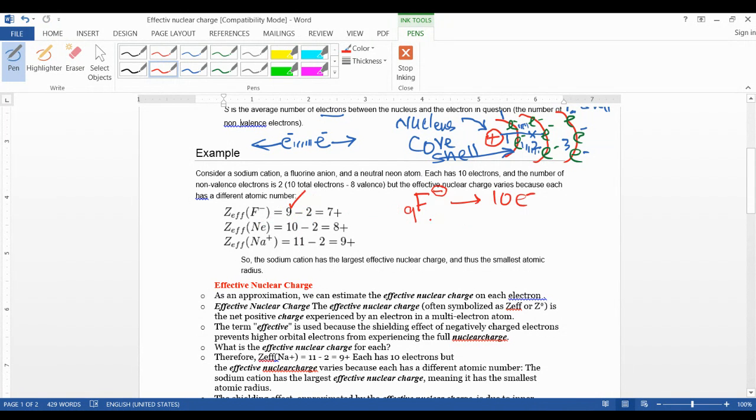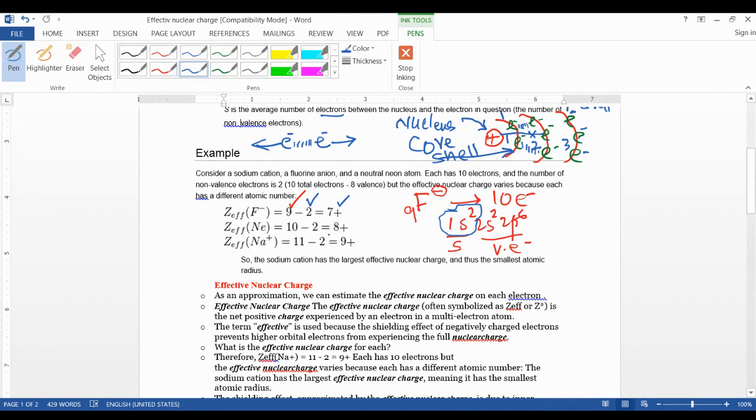So you have to write the electronic configuration of this: 1s2, 2s2, 2p6, because now it becomes 10 electrons. So these are your valence electrons, and 1s2 is your core electron S. This is the last shell, so you remove the last shell and consider only the core shell. How many electrons? 2. So you get 9 minus 2, which is 7 plus. So that is the nuclear charge, 7.